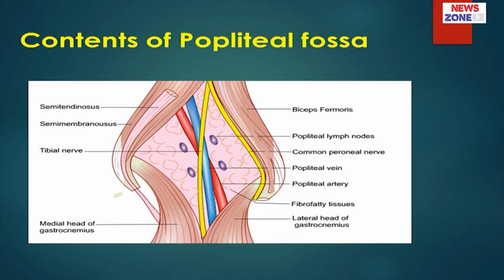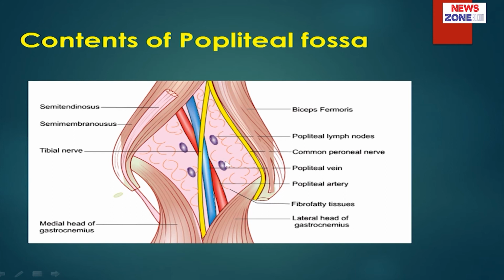This picture shows the contents of the popliteal fossa. We can see this is the tibial nerve, this is the common peroneal nerve, and you can see the popliteal vein just underlying the tibial nerve, and the most deeply seated popliteal artery.